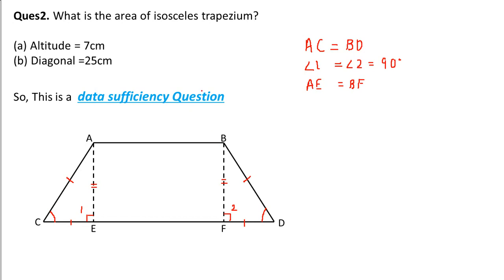So next time when you see a question that involves an isosceles trapezium, directly assume AC is equal to BD, FD is equal to CE. I'm going to use this result later on, and angle ACE is equal to angle BDF because these two triangles become congruent.